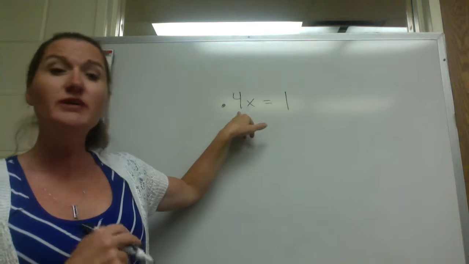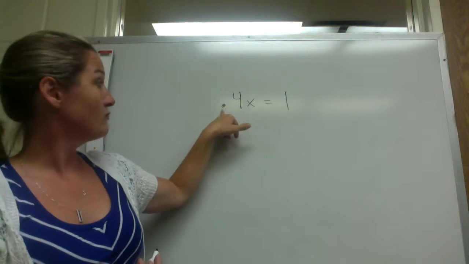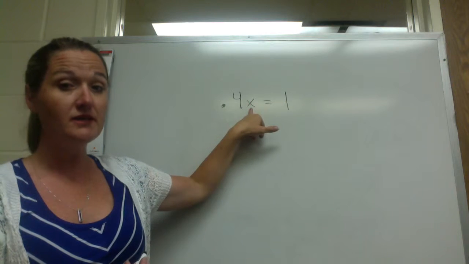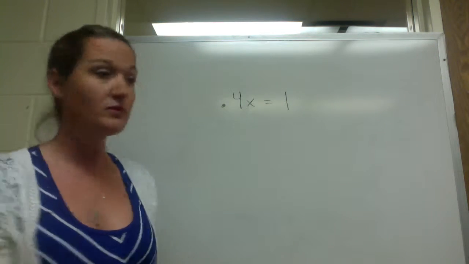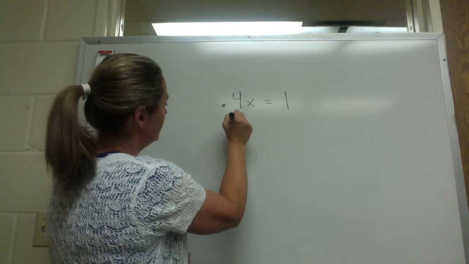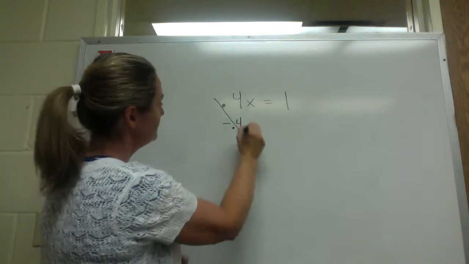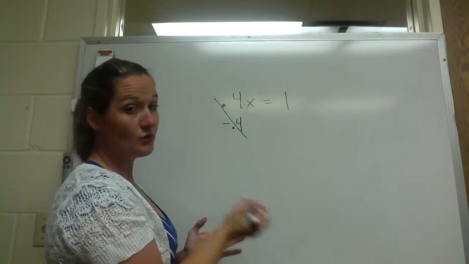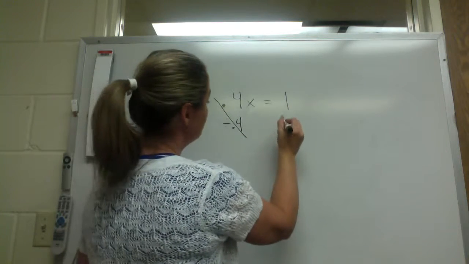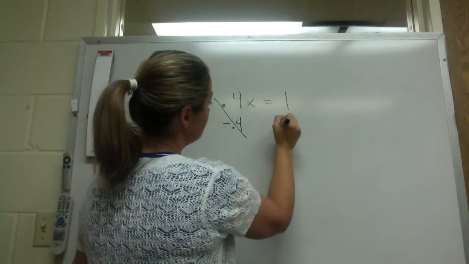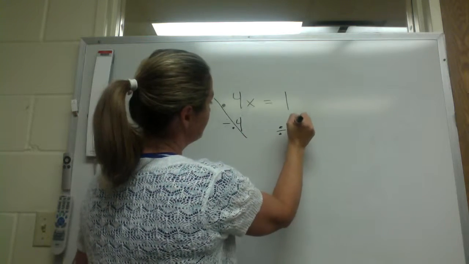All right, so how do we get rid of the 0.4? Well, 0.4 is being multiplied by the x. So what's the opposite of multiplying by 0.4? Dividing by 0.4. Okay, poof, it's gone. So what do I need to do? Yep, we need to do the same to the other side of the equation. So 1 divided by 0.4.